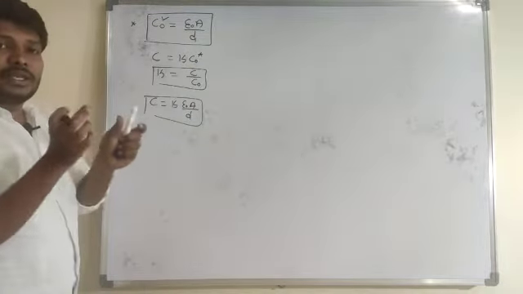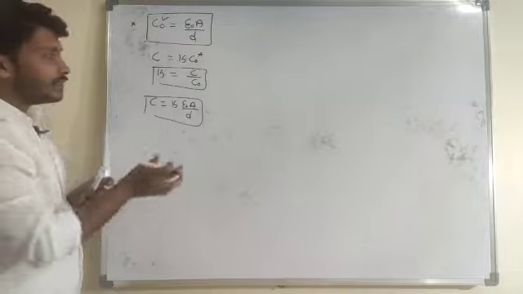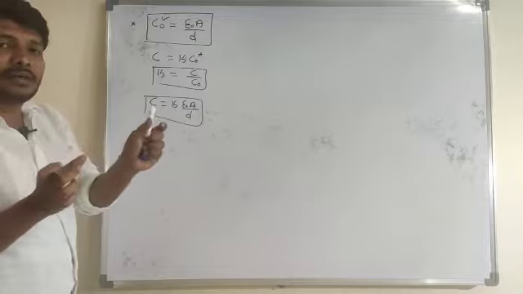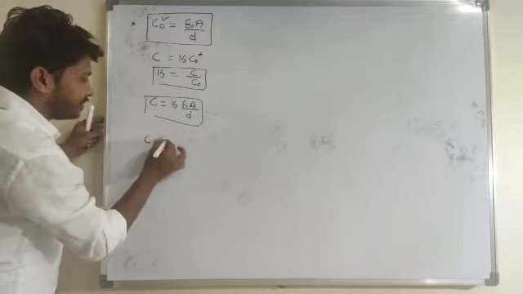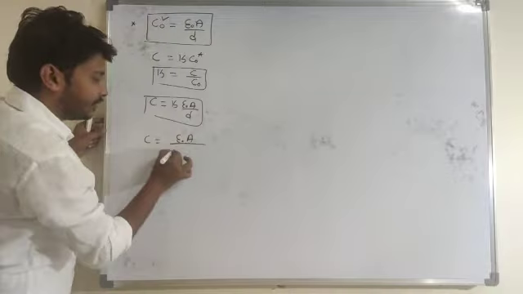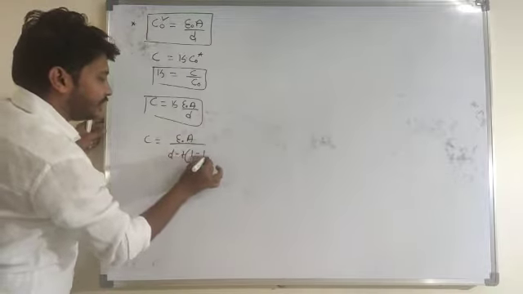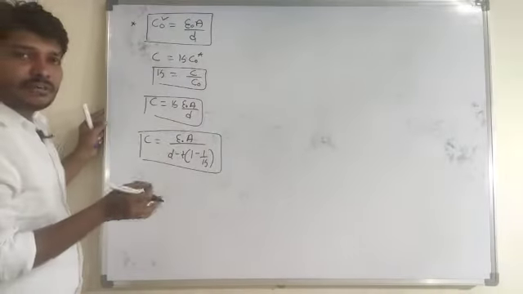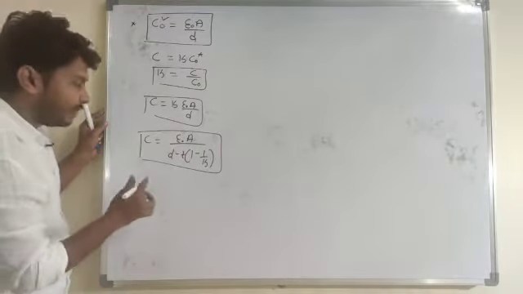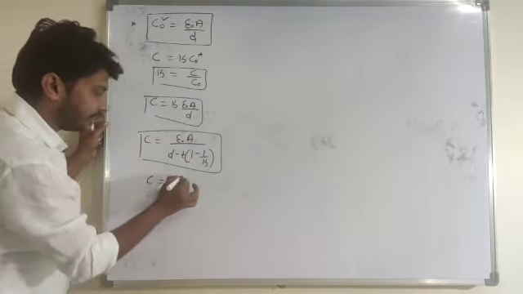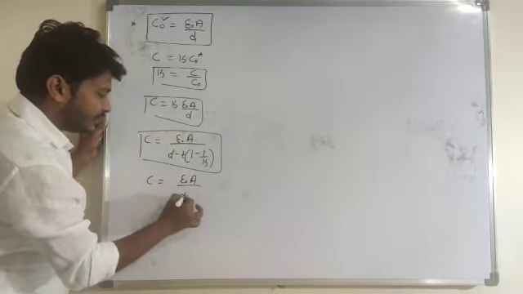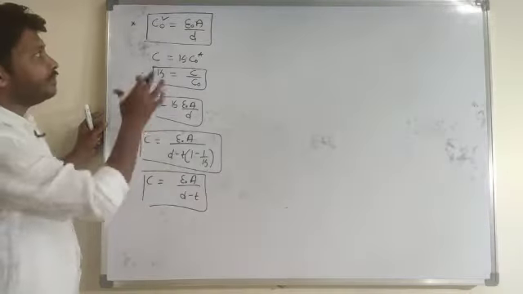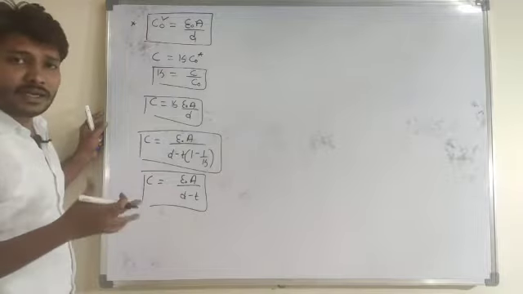Now, if the entire space is filled with the dielectric, this is the formula. If the dielectric material is partially filled, then C is equal to epsilon naught into A divided by d minus t into 1 minus 1 by K. So this is the formula here. Instead of the dielectric medium, if a metal slab having a certain thickness is introduced, this is the formula I need to use. These are all the formulas related to the capacitance of a parallel plate capacitor.